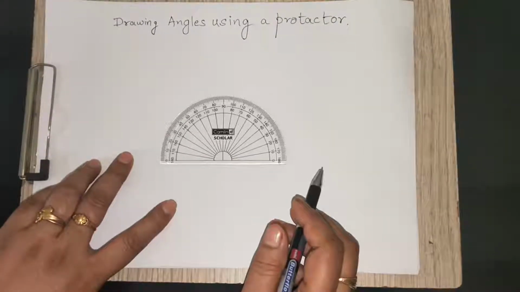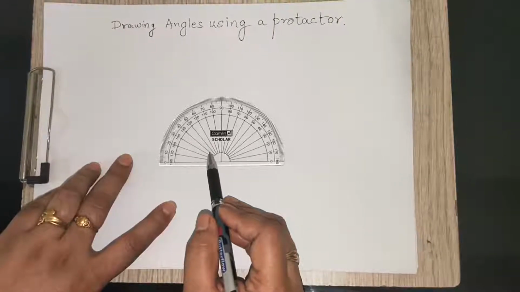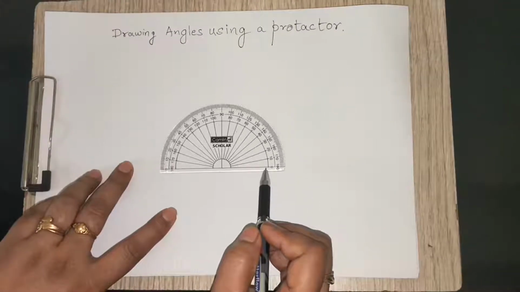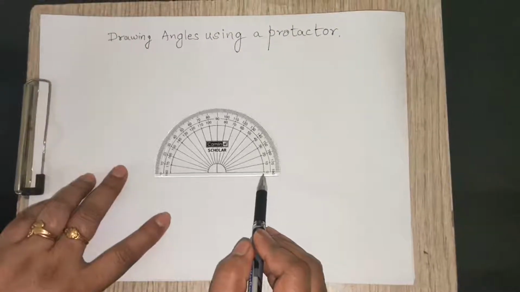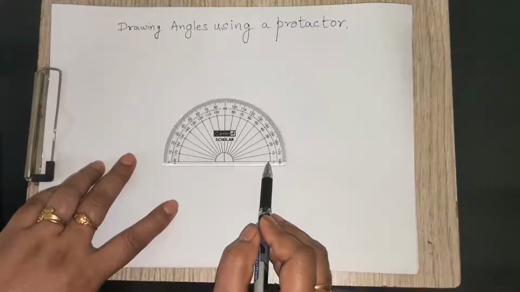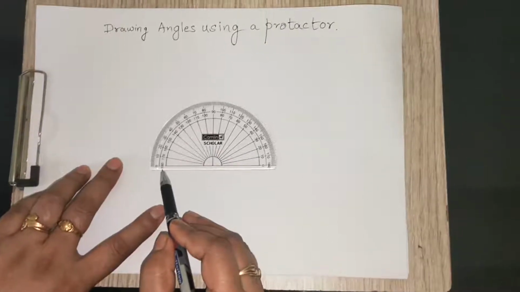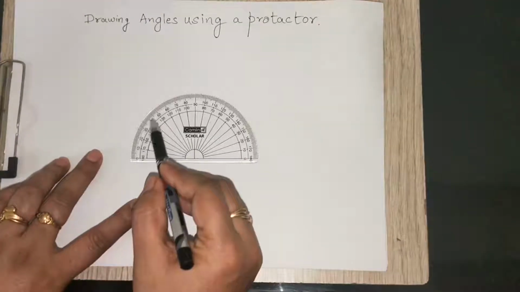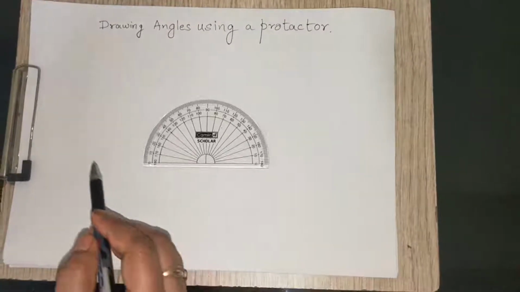Okay, so children, here you can see this protractor has two scales. In all these protractors you will see there are two scales. One is the inner scale. Please look here, here we have the inner scale. Inner means andar wala. Okay, so one scale begins with 0 degrees on the right and runs to 180 degrees on the left. Okay, and the other scale begins with 0 degrees on the left and runs to 180 degrees on the right.